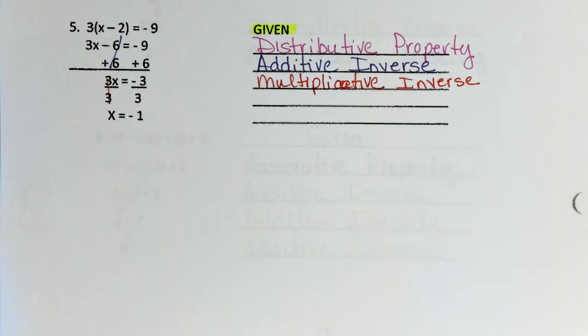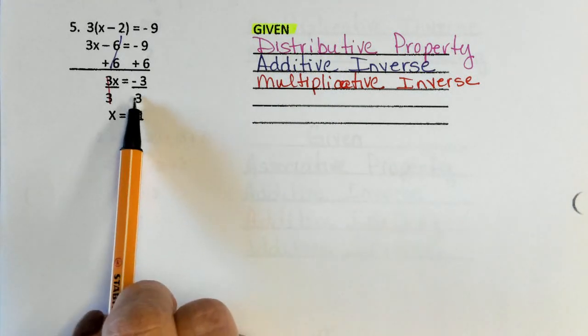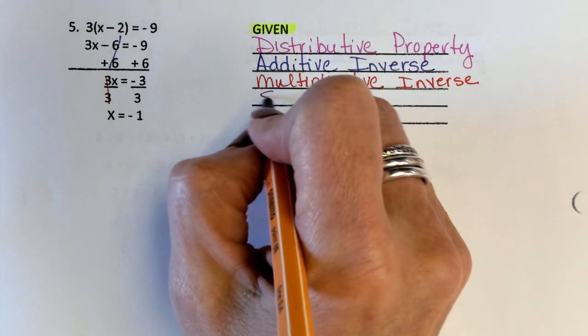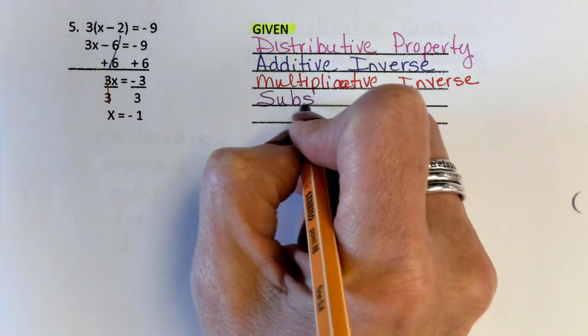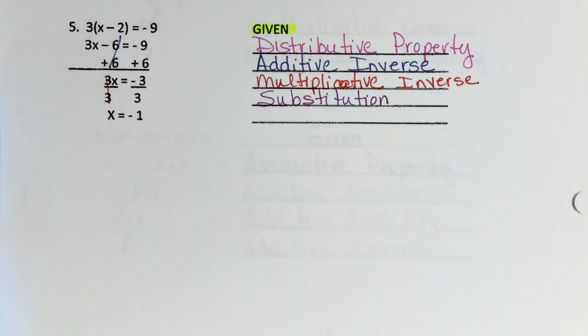Okay, and then our last, and I have an extra line here. So what's happening here is we take negative 3 divided by 3 and get negative 1. That's a substitution. Okay, so those are your properties in action.